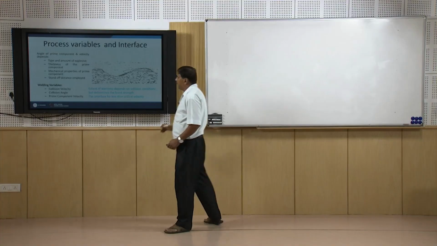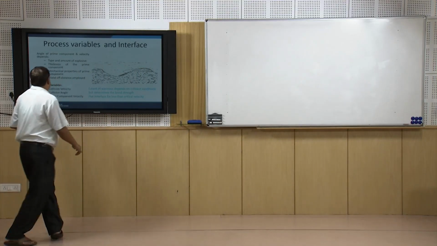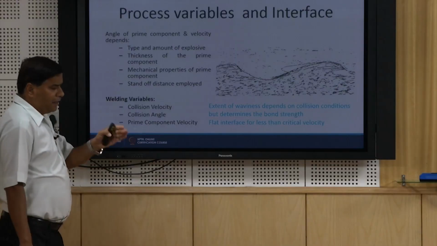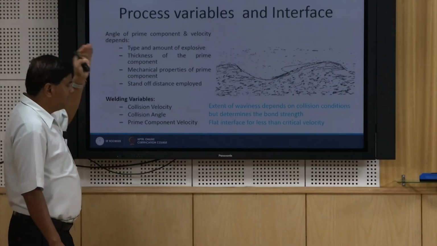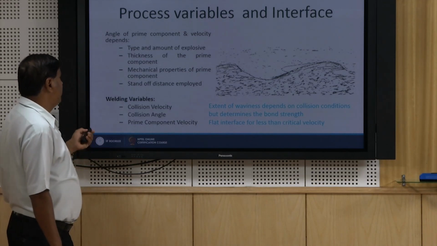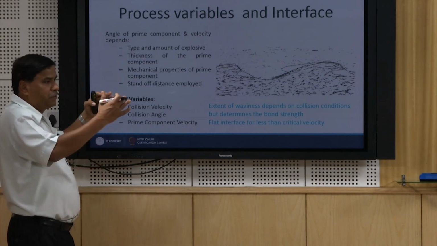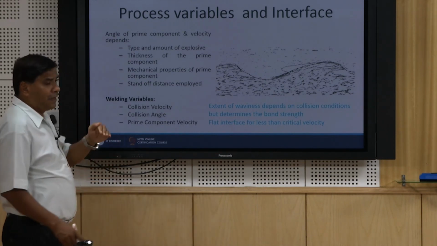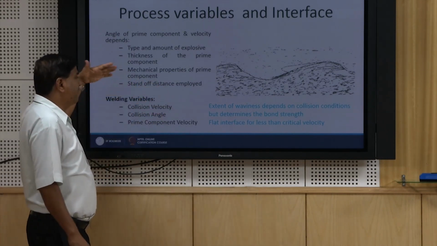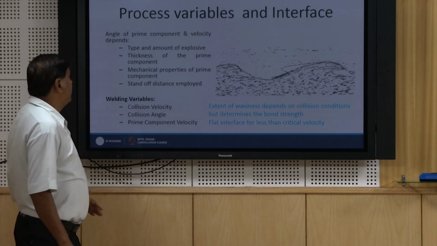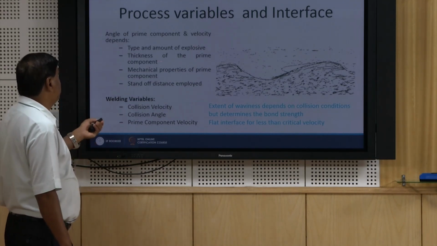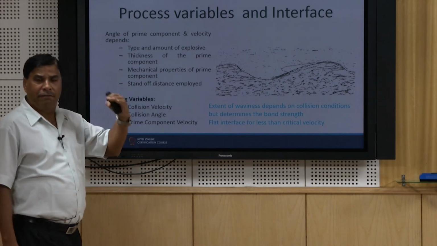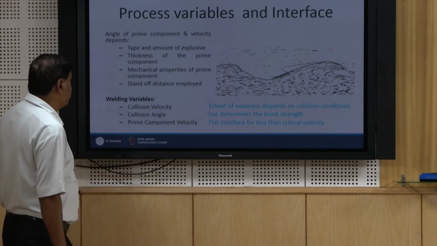So, if we see here, the angle at which the prime component is to be placed and the velocity at which it should impact will depend upon the amount and type of explosive placed. The greater the amount, and the higher the energy of the explosive, the greater the impact velocity. As for the thickness of the prime component, the thicker the plate, the higher the impact velocity requirement as compared to thin plates.